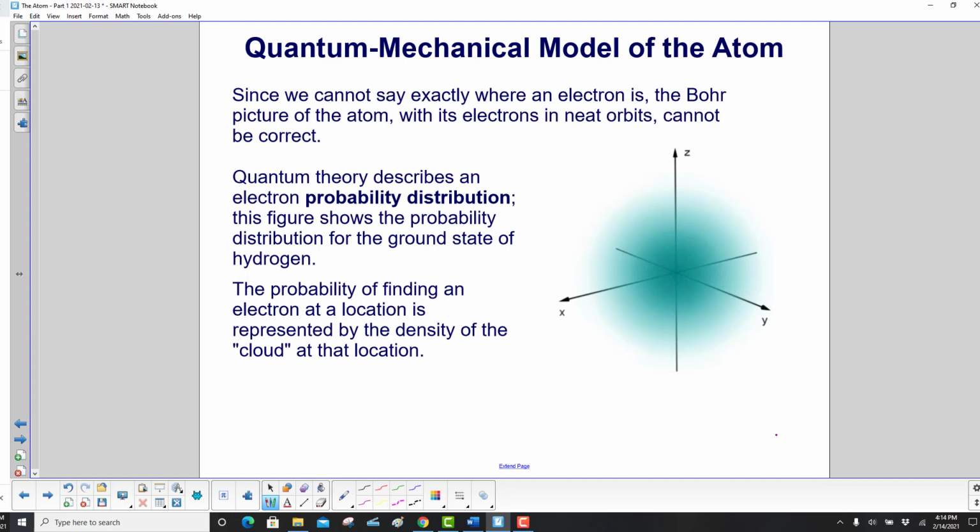Quantum theory describes an electron probability distribution. The figure over here shows the probability distribution for the ground state of hydrogen. The probability, and I'm saying that word a lot, but that's kind of what we're doing here, of finding an electron at a location is represented by the density of the cloud at that location. So closer to the nucleus, hopefully you can see that's a bit darker, so you're more likely to find the electron there. And then out here, you can still find the electron, but the probability is a lot less.